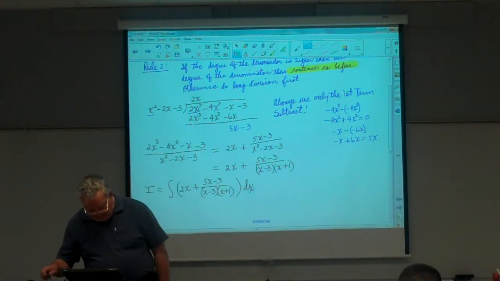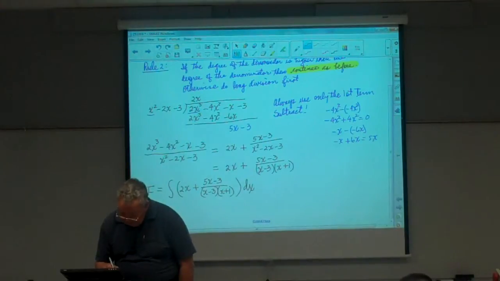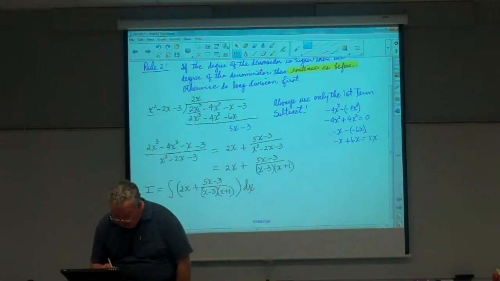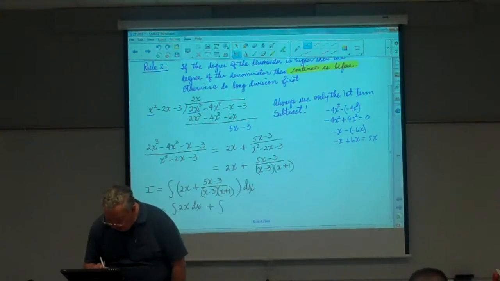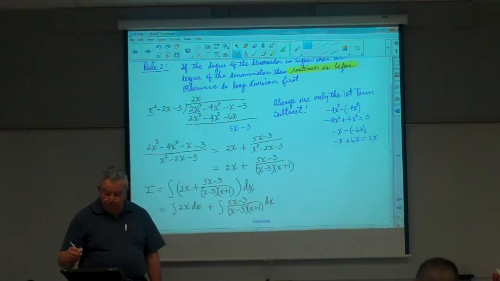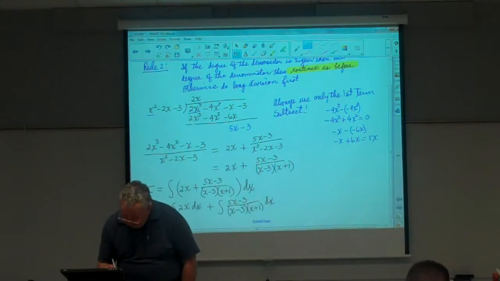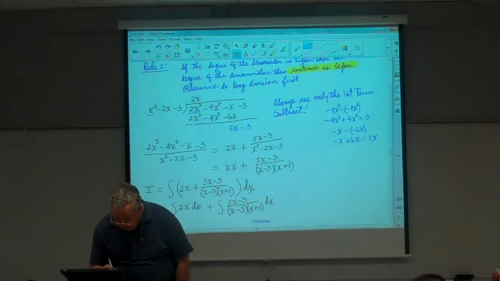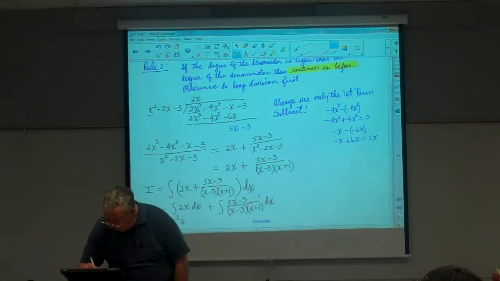Now, I think that is equal to the integral of 2x dx plus the integral, which I think is equal to x squared plus I1.